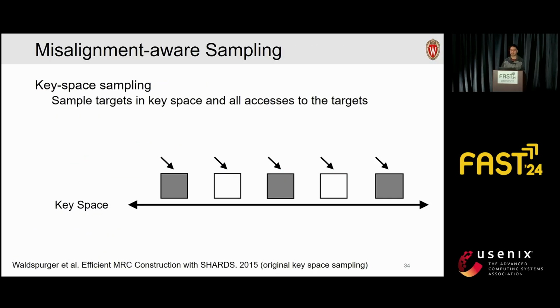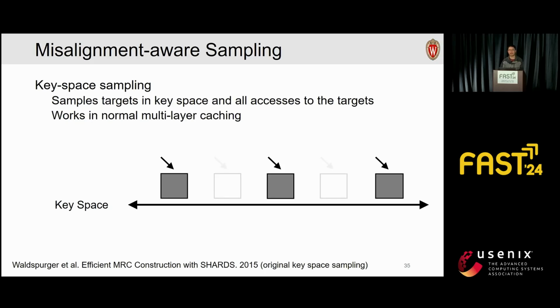Even with one ghost cache instance, its memory consumption is still too large. Thus, we incorporate key space sampling to further reduce the overhead. Key space sampling is widely used in cache analysis, which uniformly samples targets in the key space and all accesses to the sampled targets. In this example, 3 targets marked in gray are sampled. Then only the accesses to the sampled targets are kept. This sampling method also works in normal multi-layer caching.